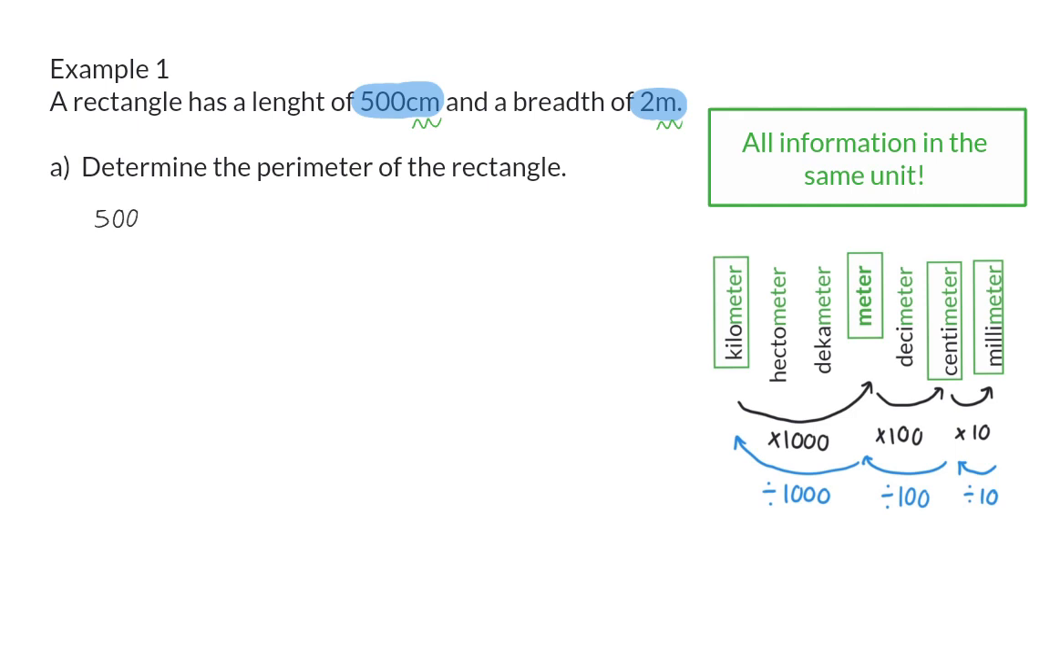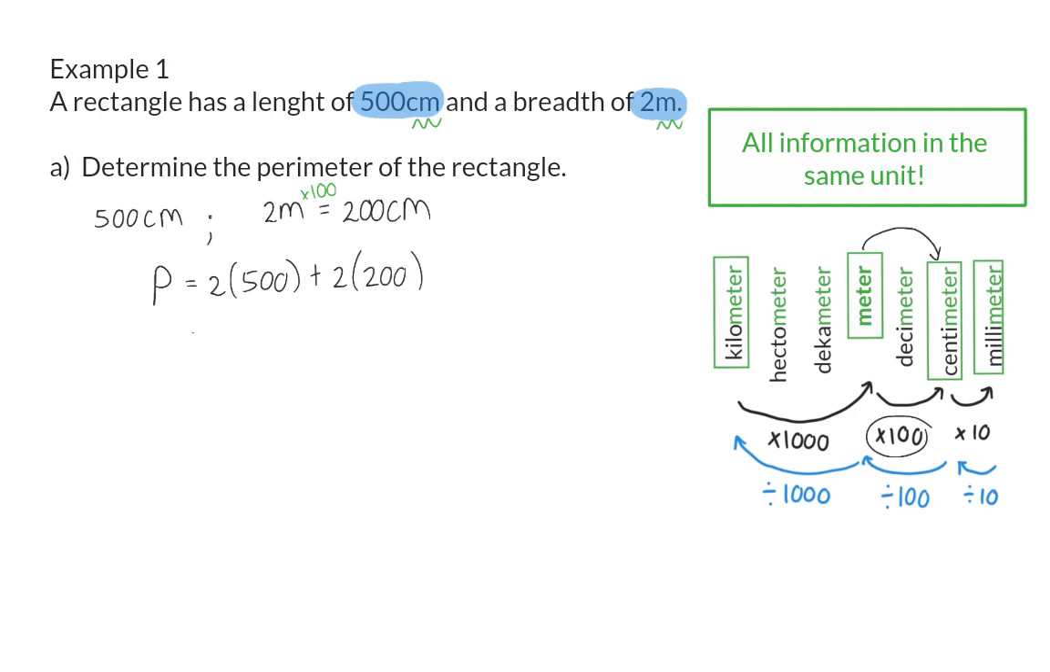We have a length of 500 centimeters, so if working in centimeters, I need to change the 2 meters to centimeters by multiplying by 100. So 2 meters will be equal to 200 centimeters. So this perimeter will be equal to 2 lengths of 500 centimeters and 2 breadths of 200 centimeters each. The total perimeter will then be 1,400 centimeters.